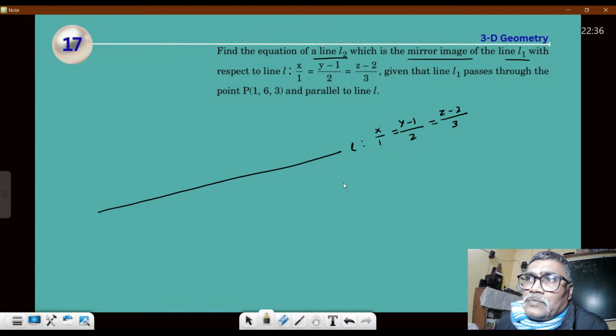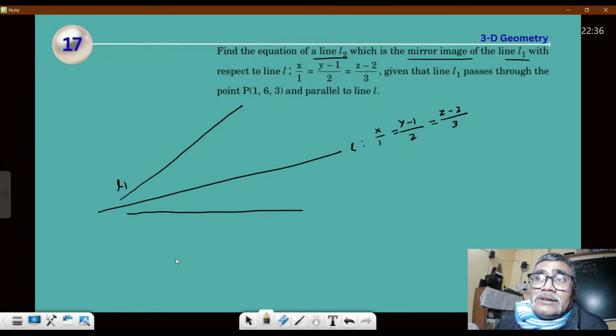Okay, fine. Then I have to find the equation of L2, which is the mirror image of L1 with respect to this line. That means L1 is the line, and this line is L1. L2, which is the mirror image of L1, is this. L2 is the mirror image of this, right?